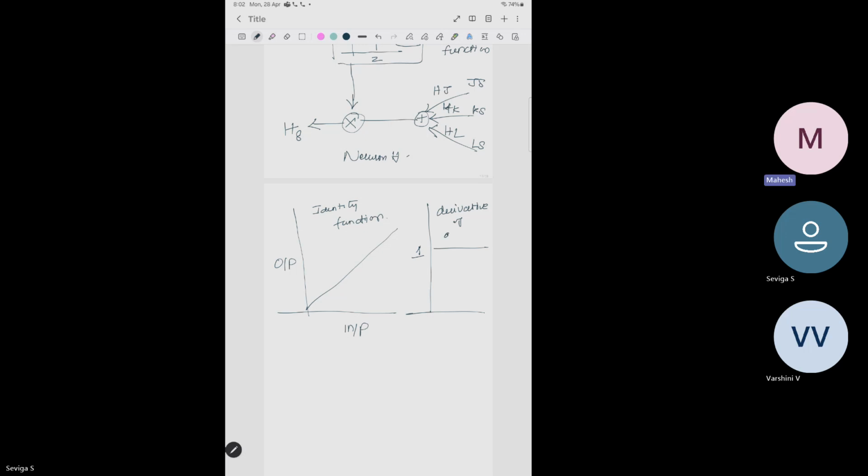Y is equal to x, the identity function. Derivative equal to 1 means the derivative is nothing but the slope of the curve. The slope of an identity function is 1, so the derivative is going to be 1.